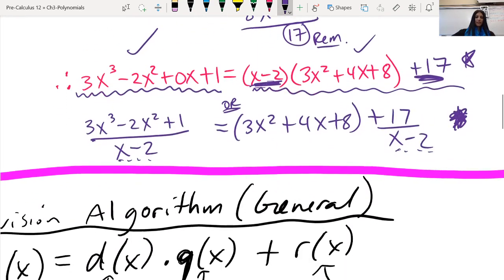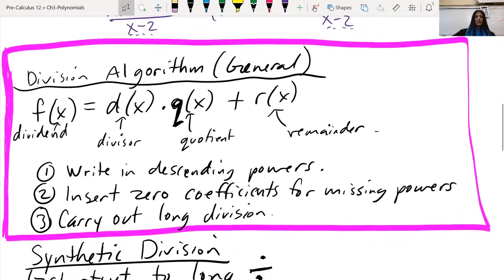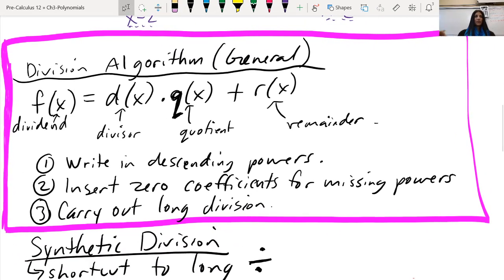Okay, moving on. Here's the general, basically this is just a recap or a summary of what we just went through. The division algorithm. So you have your dividend equals the divisor times the quotient plus the remainder. So this is what I just showed you using examples. And here are some steps to summarize what it is that we went through.